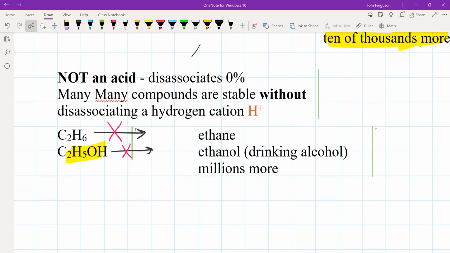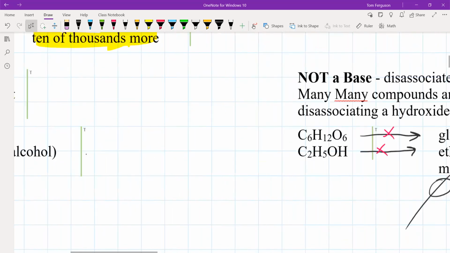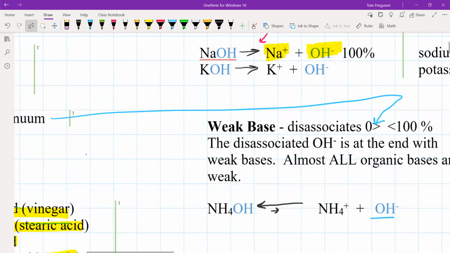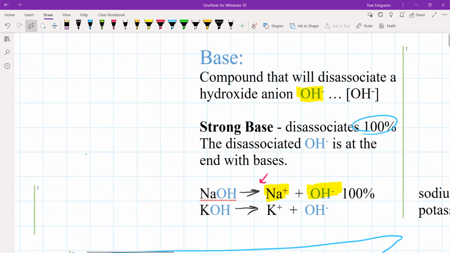Now, as a contrast to an acid, we have something called a base. A base dissociates a hydroxide anion, OH minus. So acids do H plus, bases do OH minus.